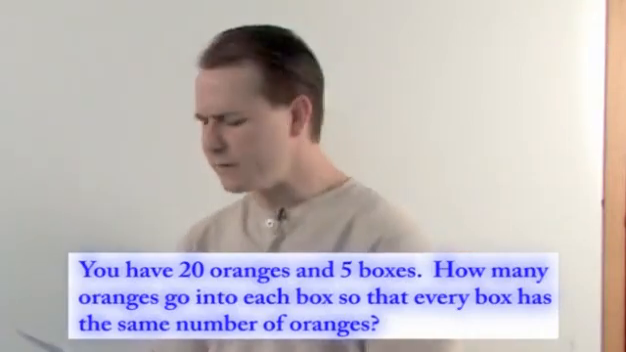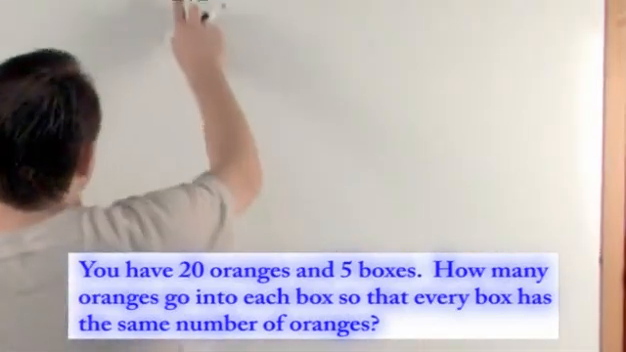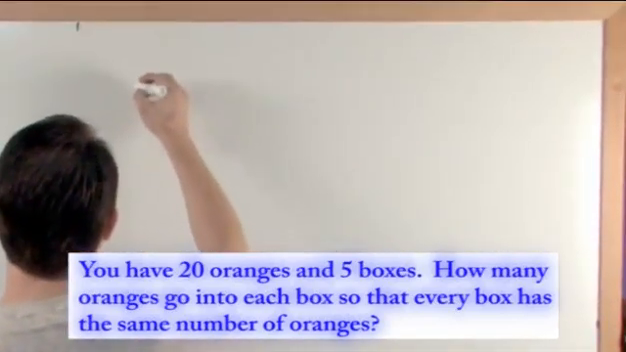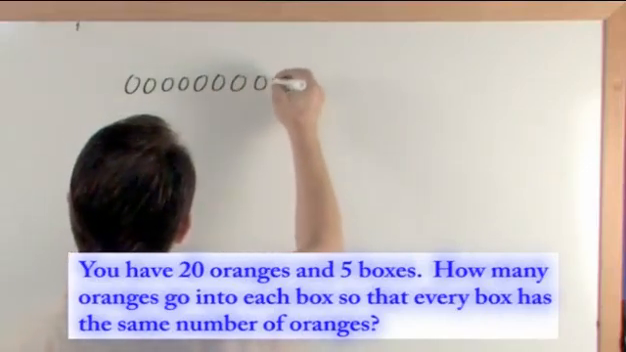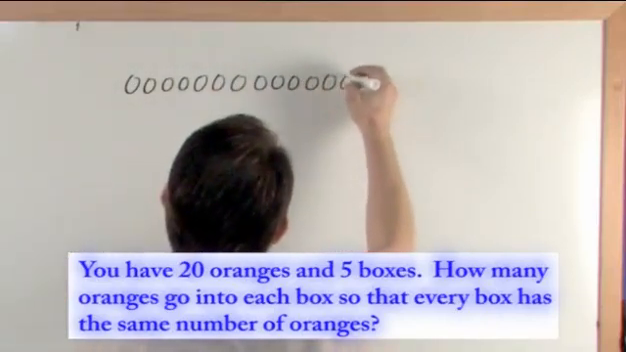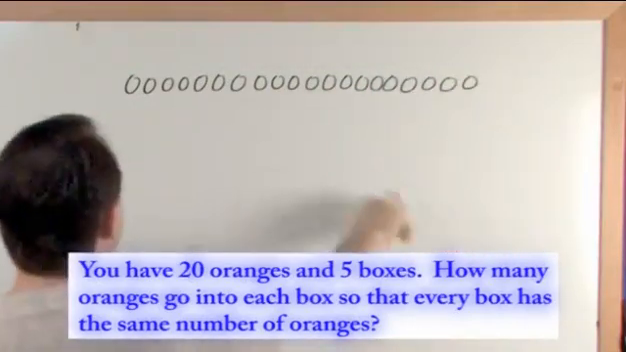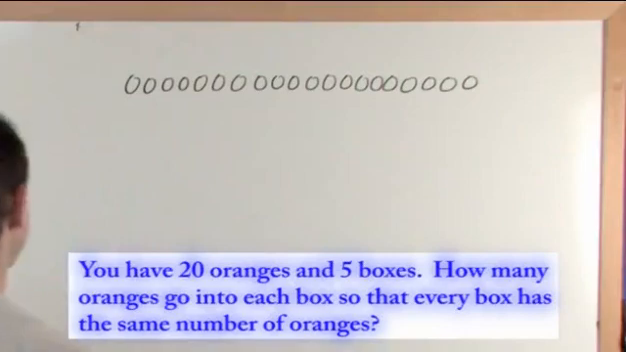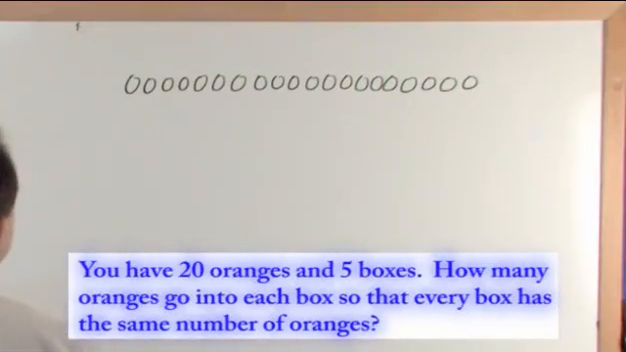Okay. So you see, this problem involves grouping. If I were going to draw a picture, I would say, okay, here's 20 oranges. 1, 2, 3, 4, 5, 6, 7, 8, 9, 10, 11, 12, 13, 14, 15, 16, 17, 18, 19, 20. Here's 20 oranges, okay? And I want to divide them up evenly, so that I know how many oranges go into each box. And I have 5 boxes, okay?